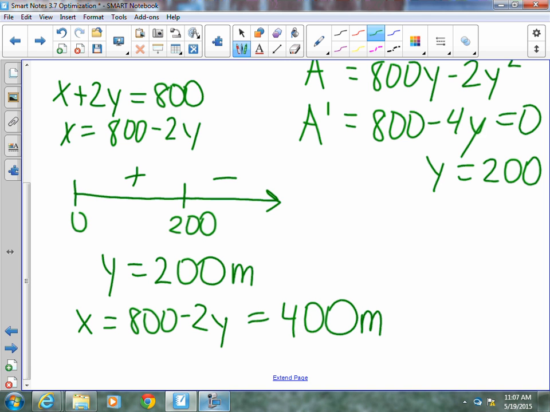And our statement could be: the maximum area attained using 800 meters of wire to make a rectangle with the river as one side of the rectangle has dimensions of 200 meters by 400 meters.